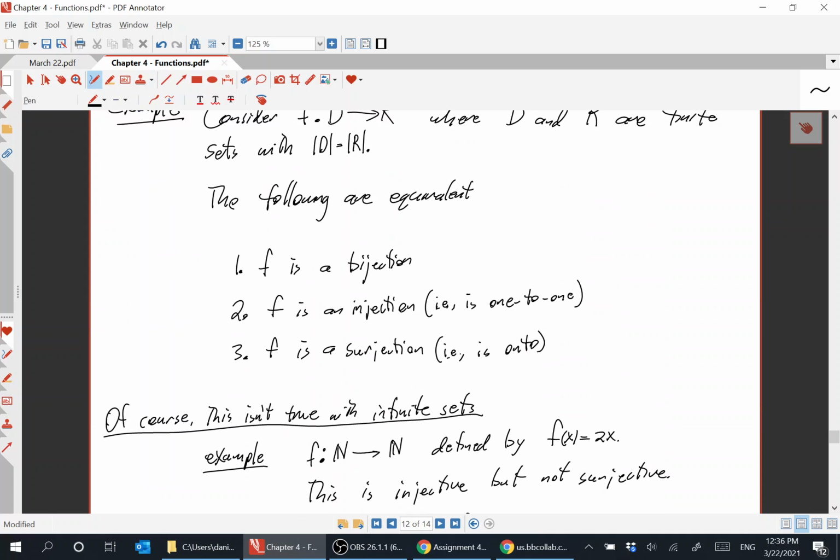Okay, so we're going to prove that 1 implies 2, 2 implies 3, and then 3 implies 1. And then automatically you get that 1 implies 3, because 1 implies 2 and 2 implies 3, therefore 1 implies 3 by syllogism. 3 implies 2, because 3 implies 1 implies 2. And 2 implies 1, because 2 implies 3 implies 1, right? So you only have to prove the 3 implications there to get all 6 implications that you want.